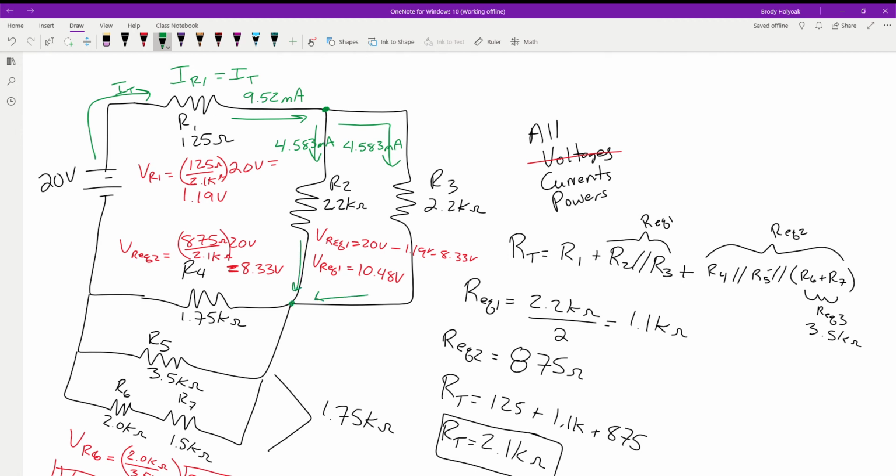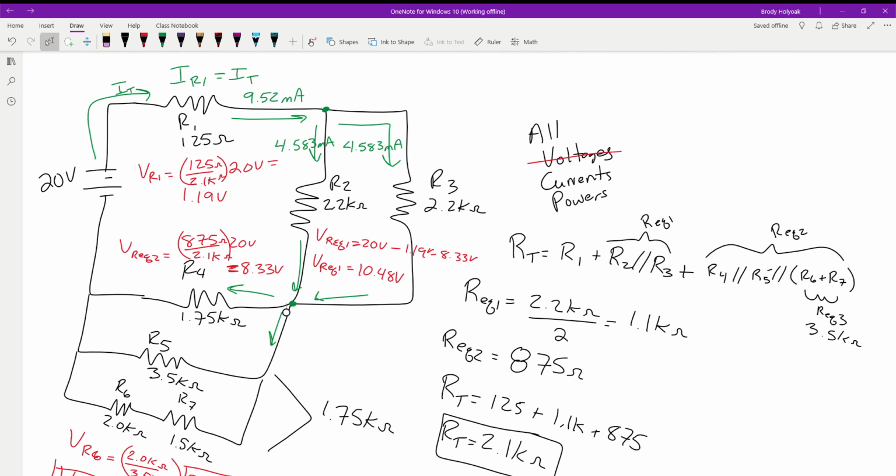When they hit this node, they're going to split up. So we're going to have current go in this direction and current go in this direction. But again, this total current is what we have coming in, because we have the total current going into this branch. It splits apart, comes back together at this branch. So we're still going to have the total current split up between these 3 branches.